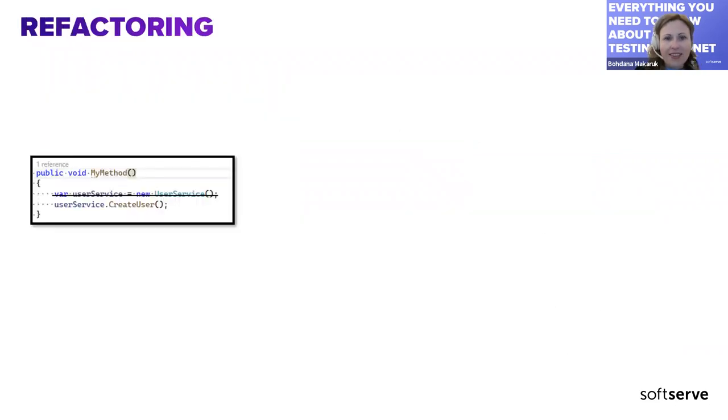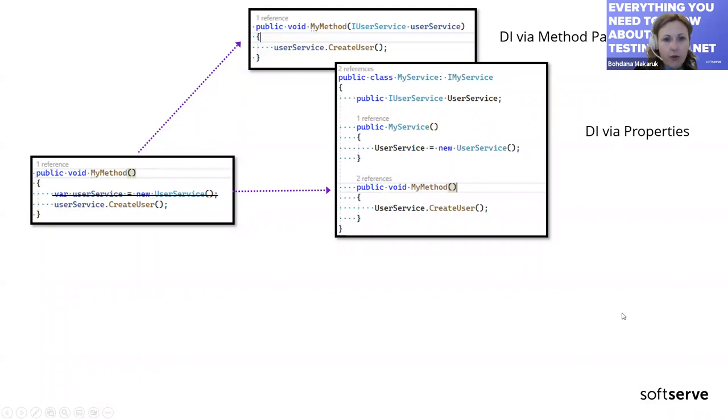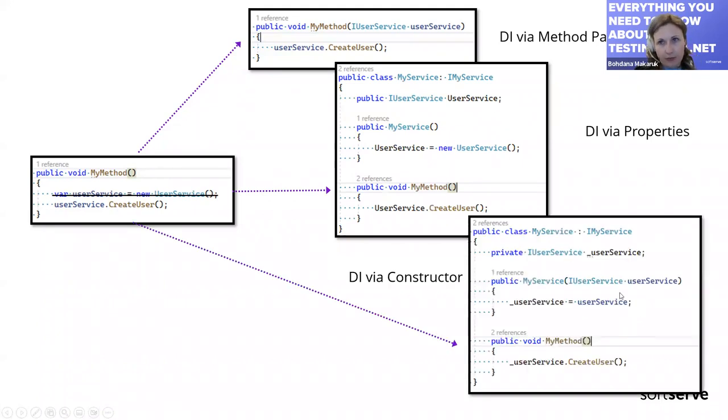But how can we refactor our code? In simple words, we just need to remove the line where a new instance is created because it makes my class tightly coupled and dependent on a given implementation. Instead of new in my object, I need to program with interface thinking and apply the interface from outside. For this purpose, we can use dependency injection. We can pass our interface as a parameter of the method. So it's here. Initialize a property is here. Or we can set the dependency via the constructor.